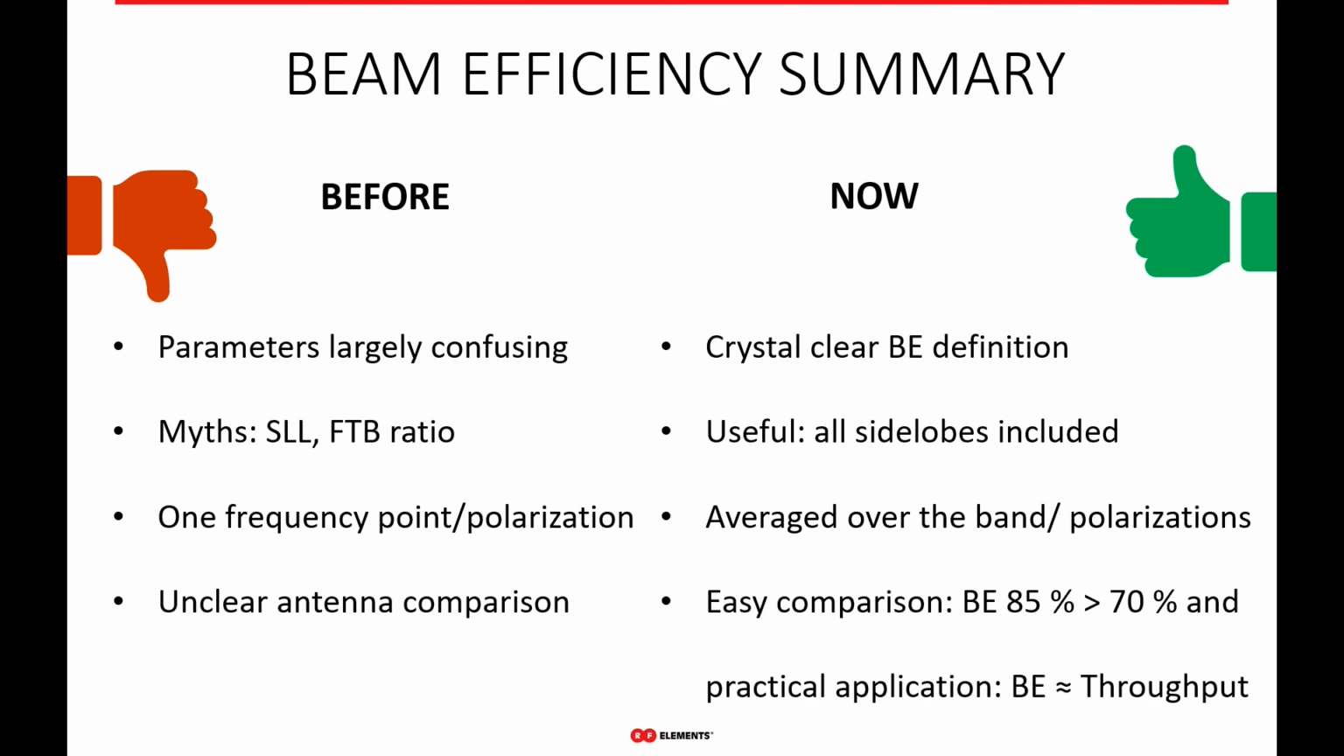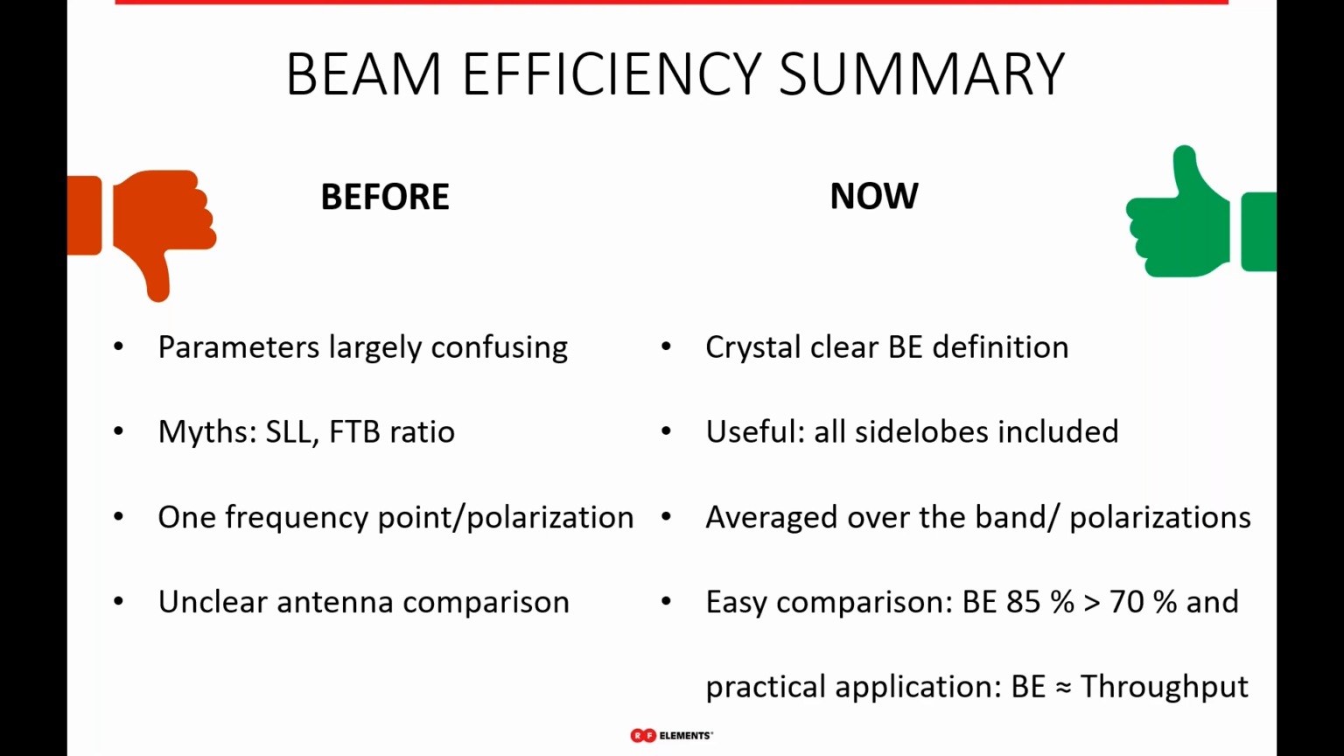Beam efficiency is a very practical antenna parameter, right? Where before the discussion about side lobes was limited to many side lobes versus few, or yes versus no, beam efficiency is a number from 0 to 100%, and it's easy to compare side lobe level performance between different antennas.